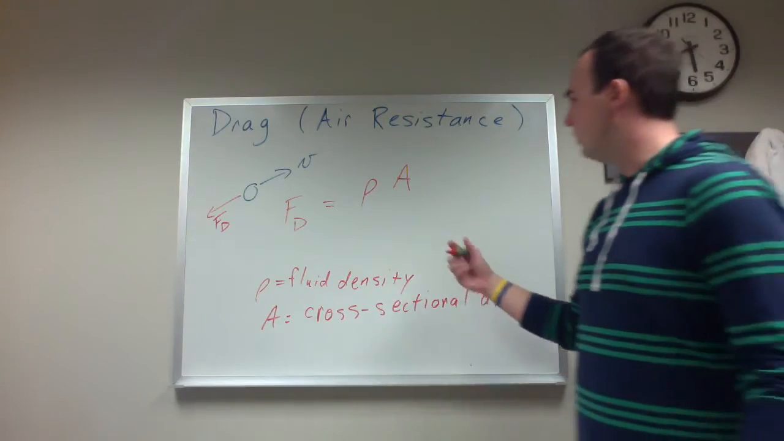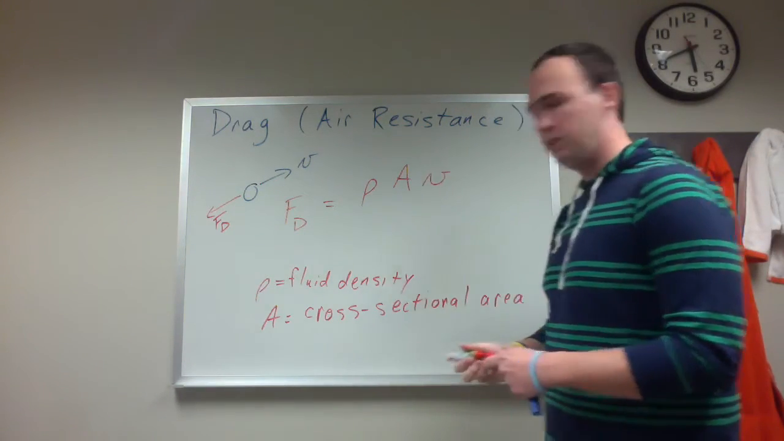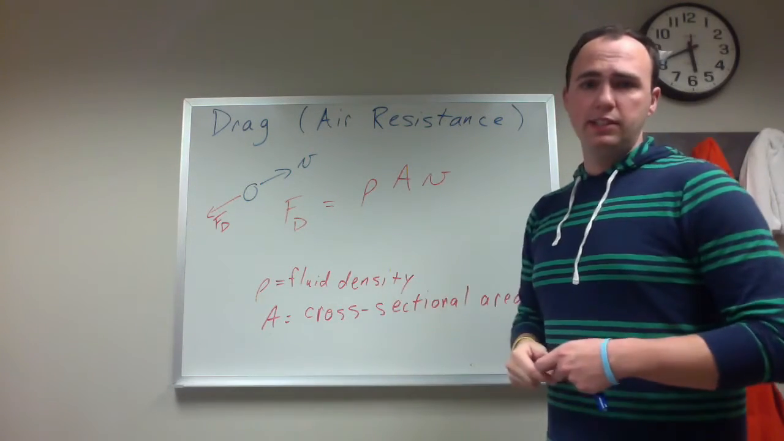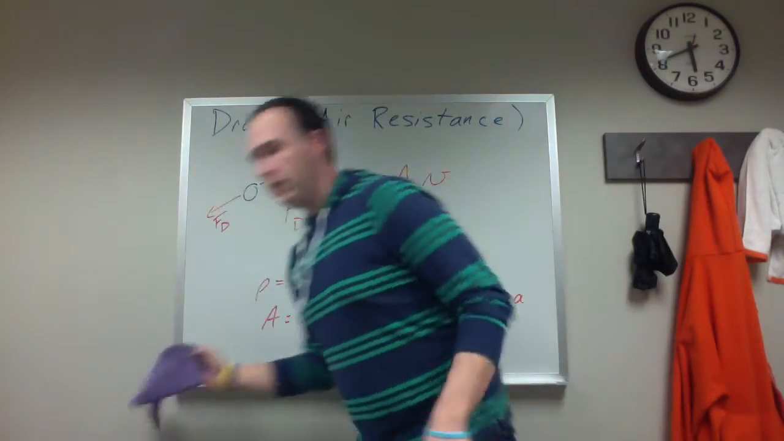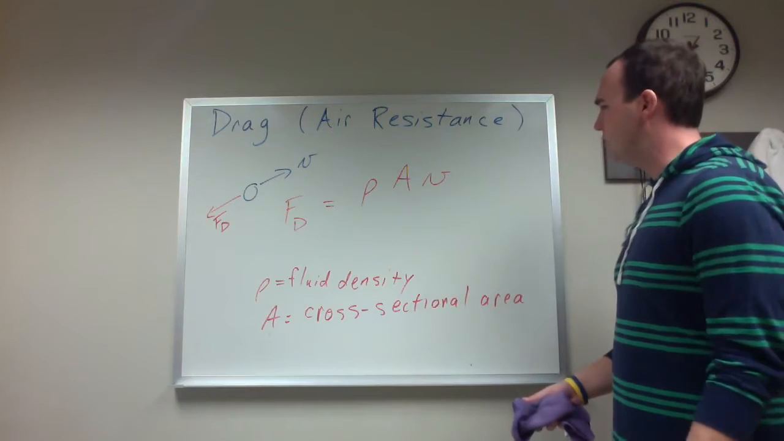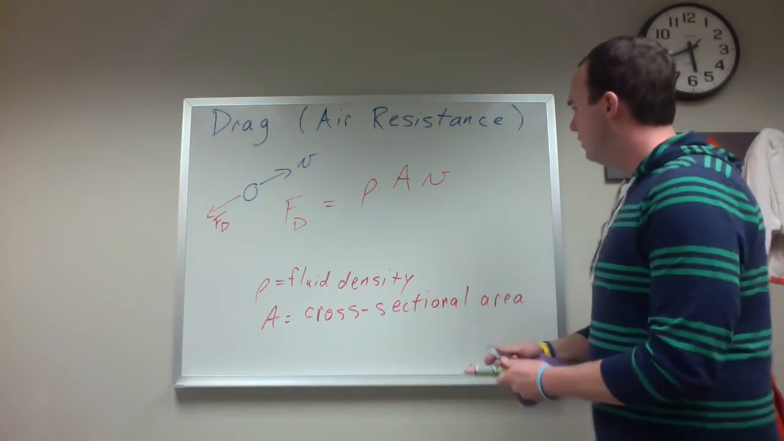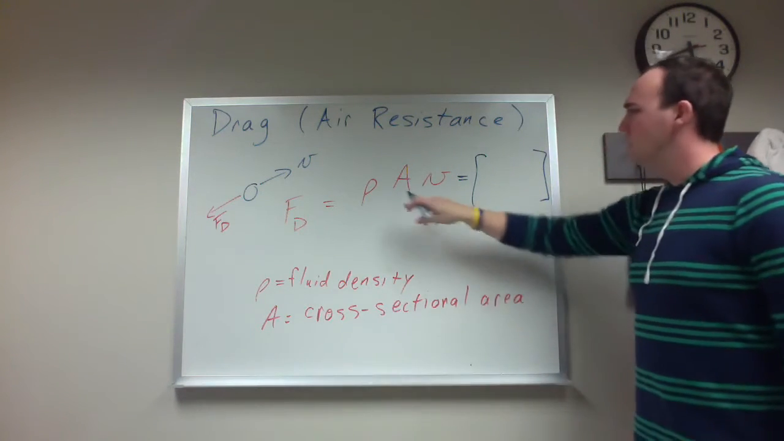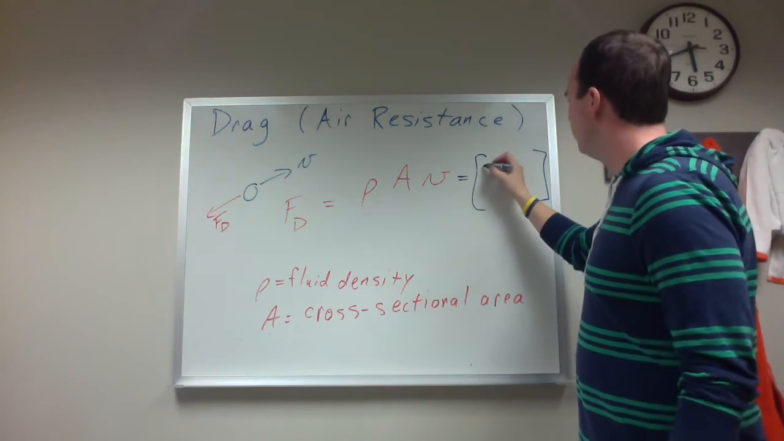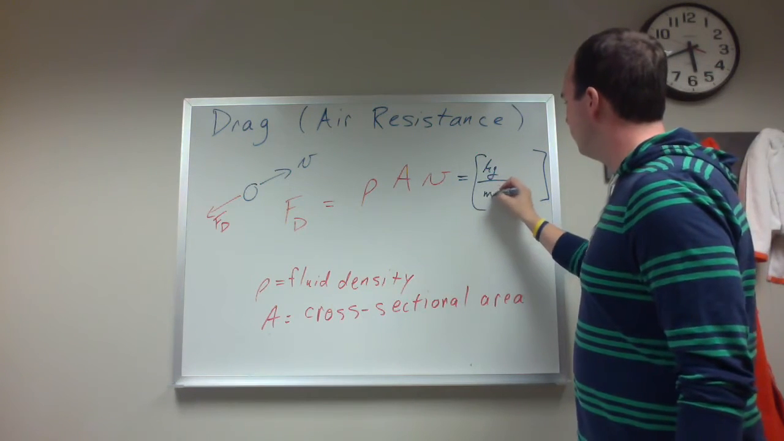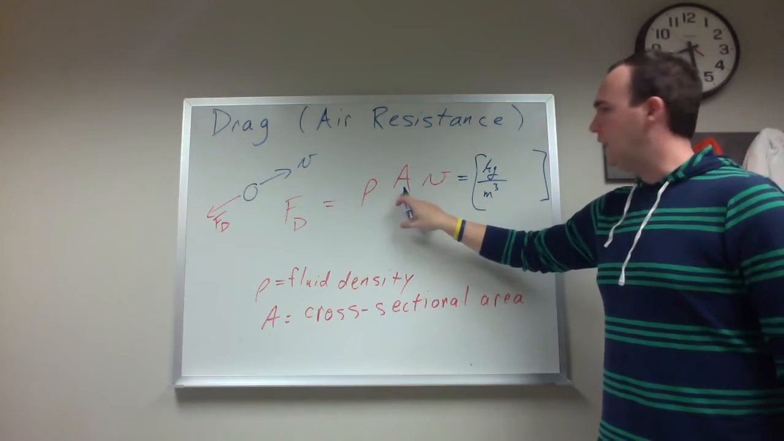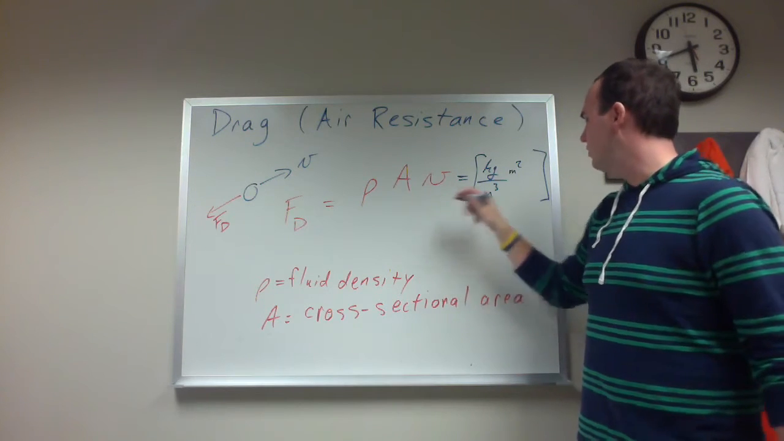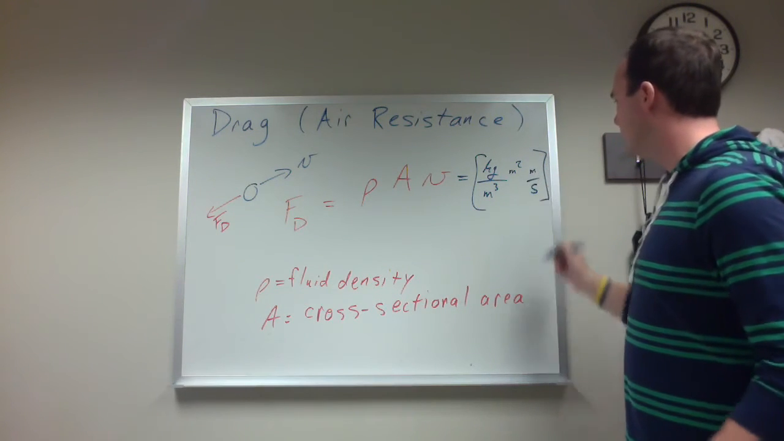And then it also needs to depend on the object's velocity somehow. Right, so rho times the area times the velocity. Now, can that be an expression? Well, one thing that we do to try and check this is to check the units. So if I say, here, let's look at the units. Well, density has units of kilograms per cubic meter. Area has units of meters squared, and then velocity has units of meters per second.